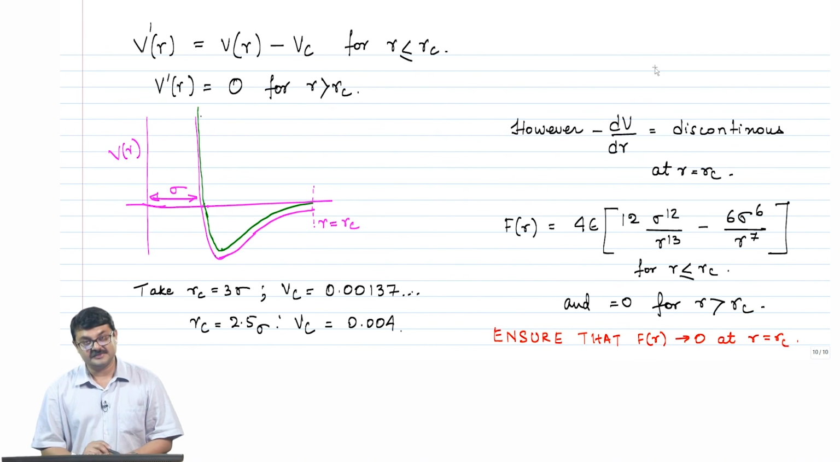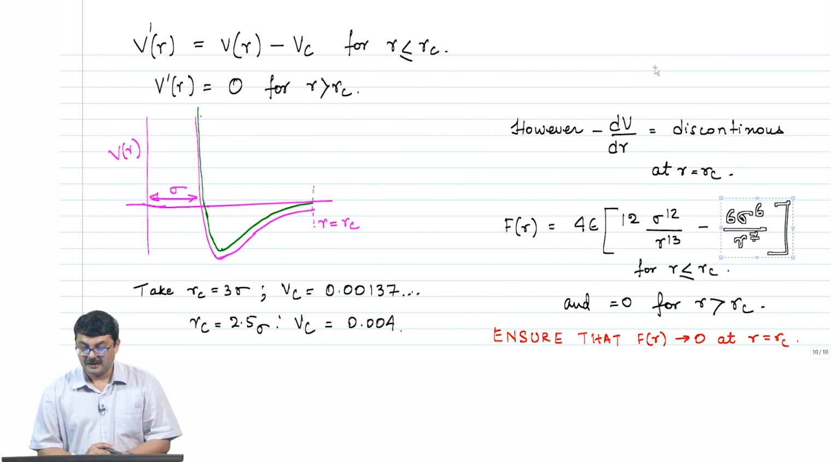So, you have a minus dV dr as definition of the force, and you would get 12 sigma to the power 12 by r to the power 13 minus 6 sigma to the power 6 by r to the power 7, right. You take a derivative, you would get a minus sign, but this minus sign takes care of this. So, basically you again have this thing here and this thing here.